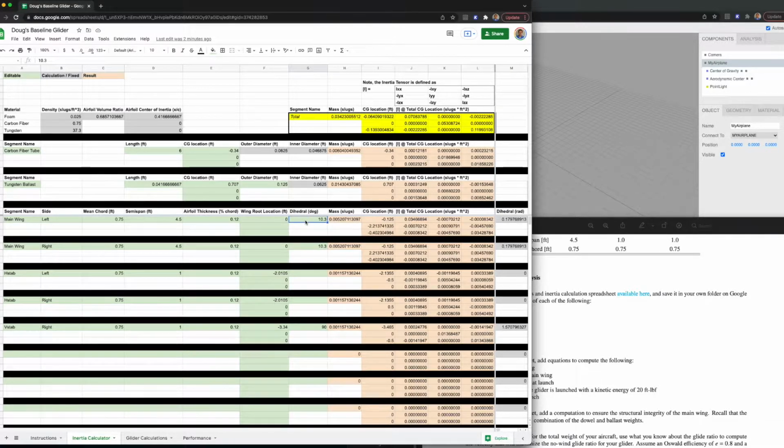So we're going to start off with 0 degrees dihedral. In fact, I might as well just put that in here right now. But it doesn't affect our mass. So this is the mass in slugs.